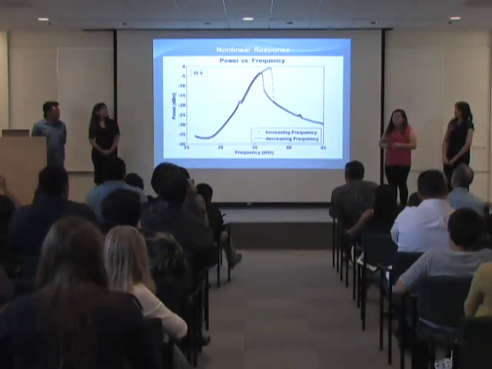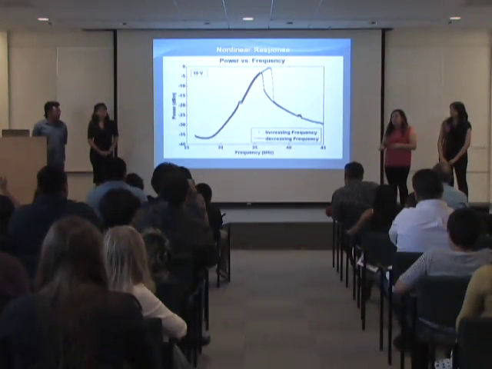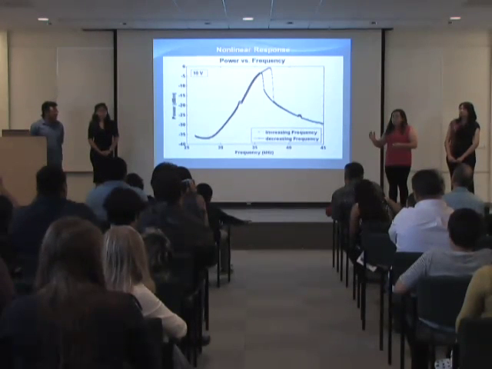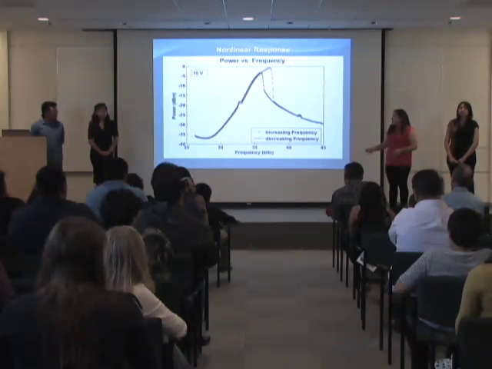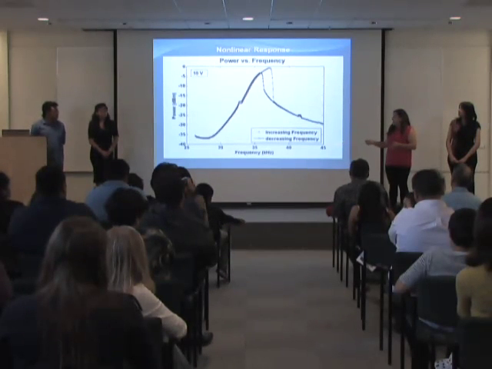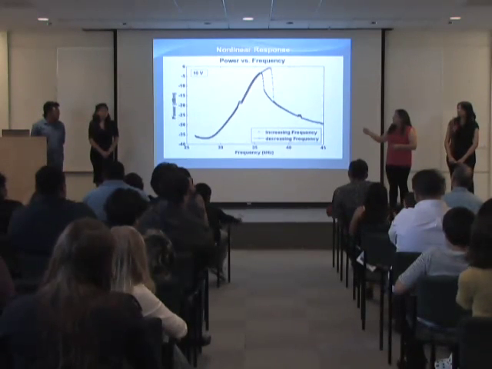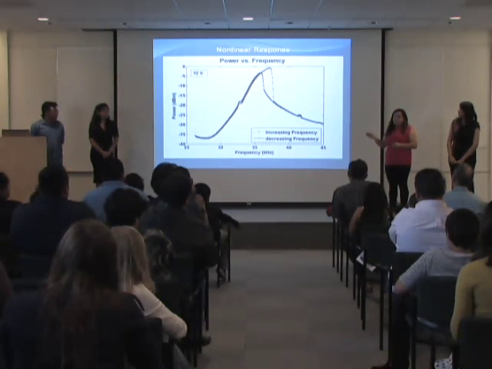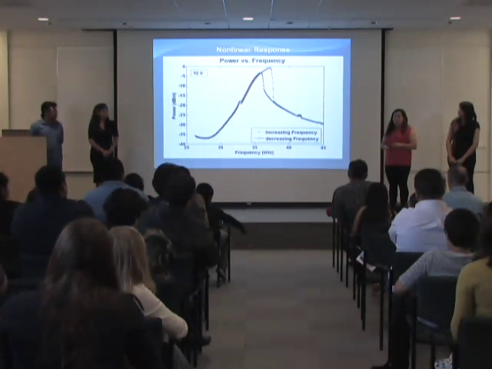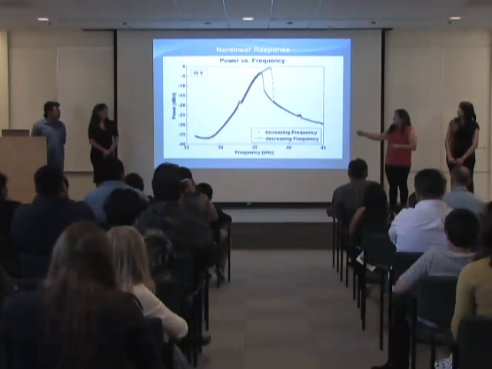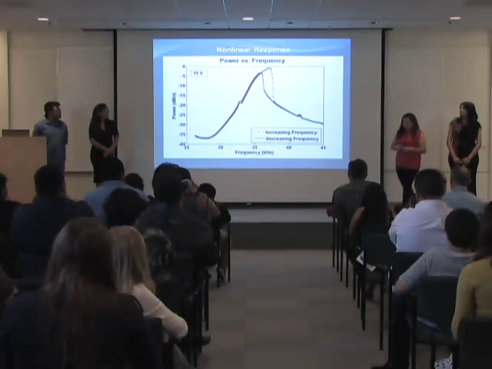Now, we conducted the same process with the frequency sweep in the nonlinear response using about 10 volts. When we conducted the frequency sweep in increasing order, the curve followed the red path. And again, when we decreased the frequency sweep, it followed the black path. This graph illustrates that the curves are path dependent, also known as hysteresis. This graph is illustrating the hysteresis of these curves.